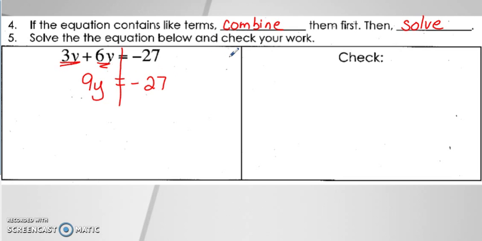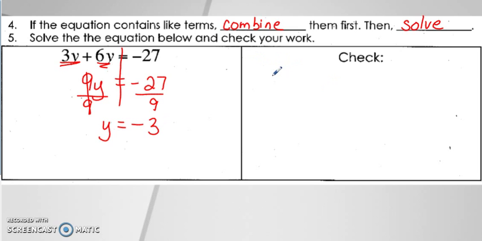I have 9 times y. To cancel out multiplication, we use division. We will divide each side by 9. That will get the variable alone. Y is all by itself. A negative divided by a positive is negative, and 27 divided by 9 is 3.